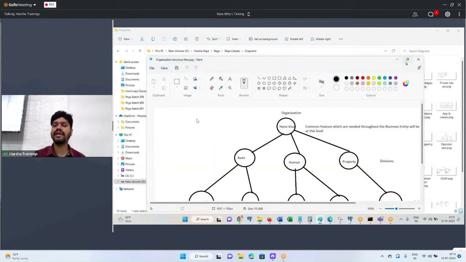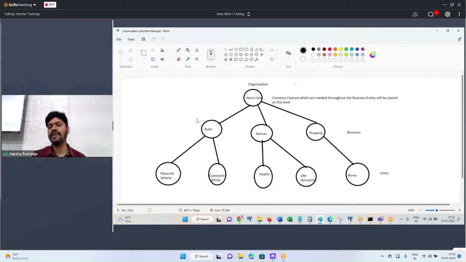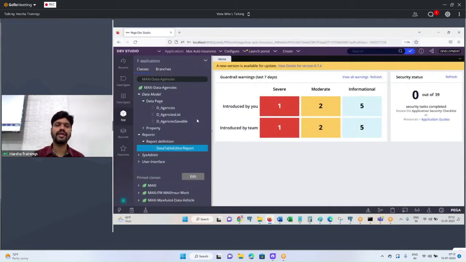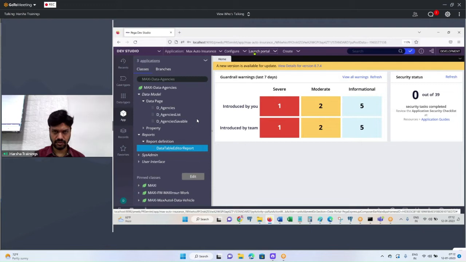When you look at the organization structure, typically there will be 3 levels: organization, division, and unit. So I can show you here just for your information.